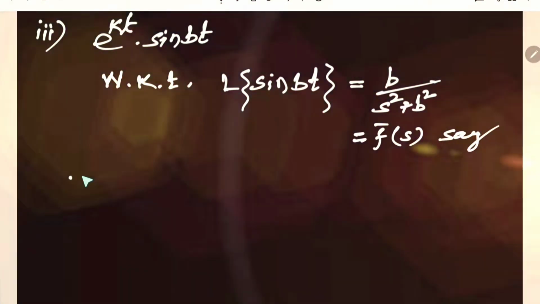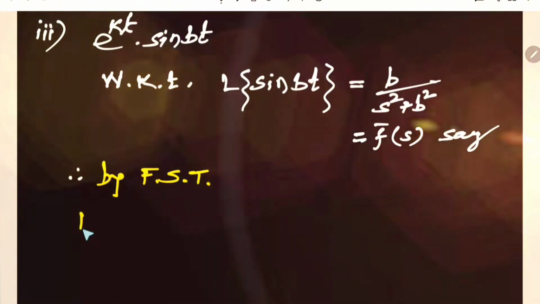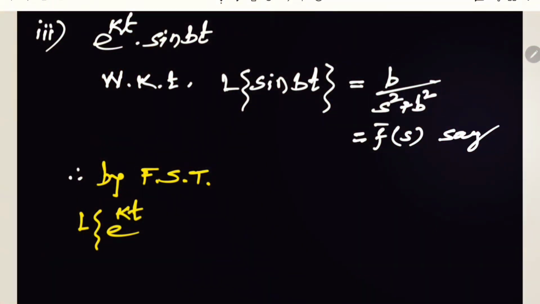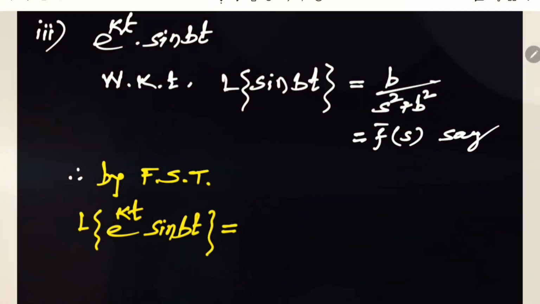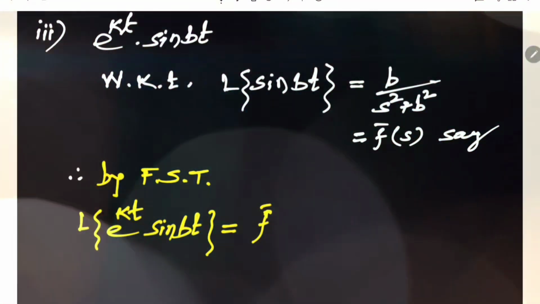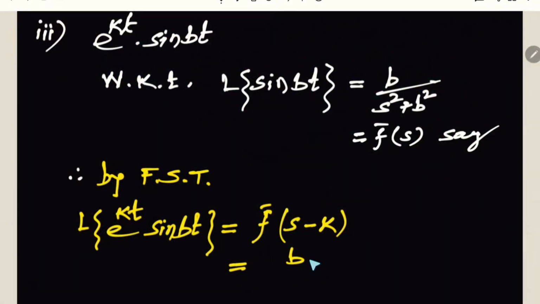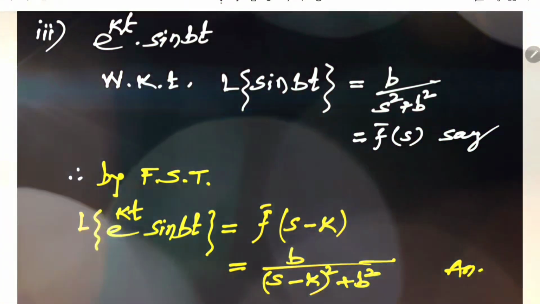Then as it is multiplied by e raised to kt term, it becomes a problem of first shifting theorem, and therefore by first shifting theorem we get Laplace transform of e raised to kt multiplied by sine bt as replacing s by s minus k. It is f bar of s minus k, and that is equals to, in the above result we replace s everywhere by s minus k, therefore it is b upon s minus k whole square plus b square, a required answer.